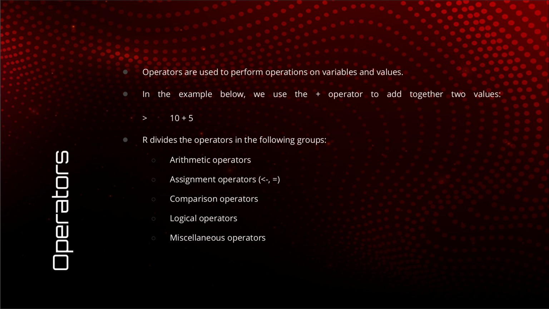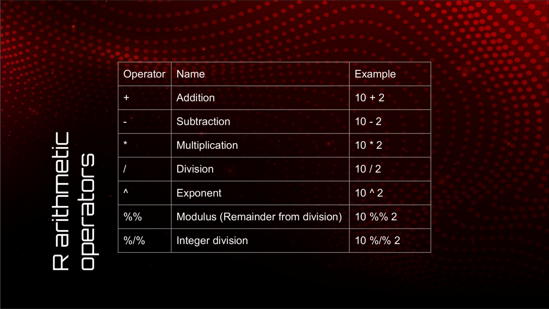Operators in R are divided into 5 major categories: arithmetic, assignment, comparison, logical, and miscellaneous. Assignment operators are either this arrow sign or the equal to sign. This arrow sign is preferred for reasons that I told you in one of my previous videos. Okay, so now let us discuss each operator in a little more detail.